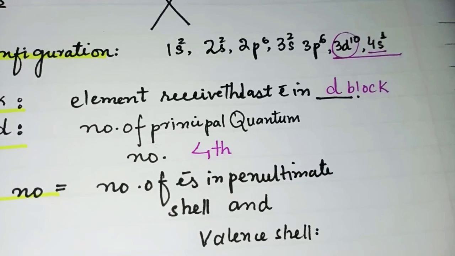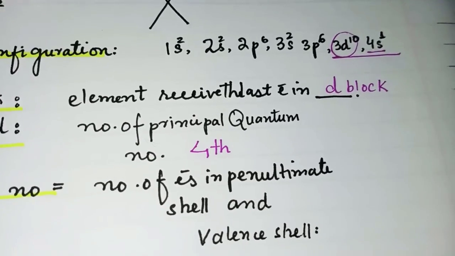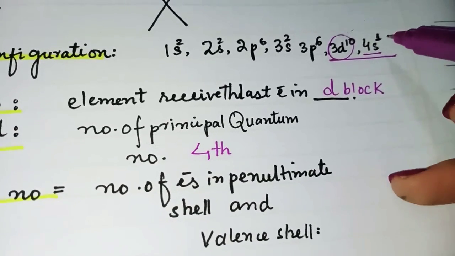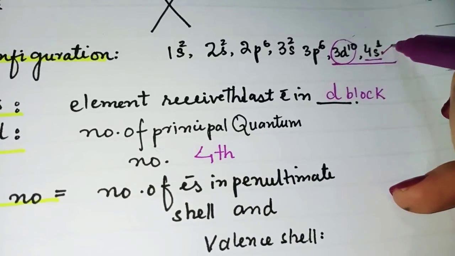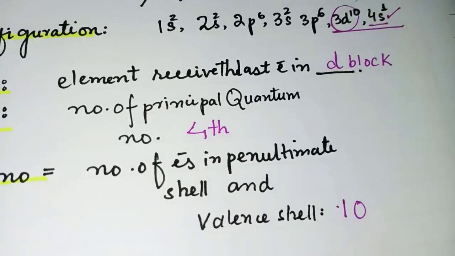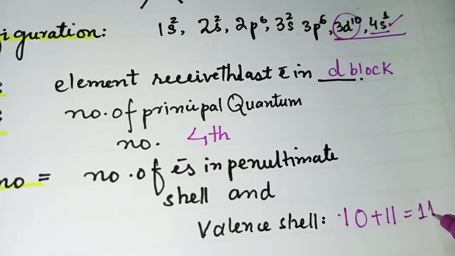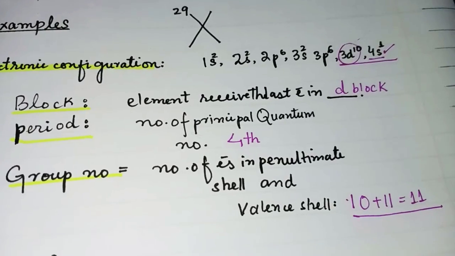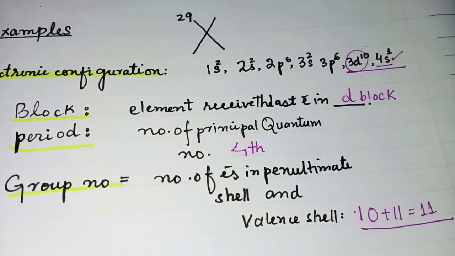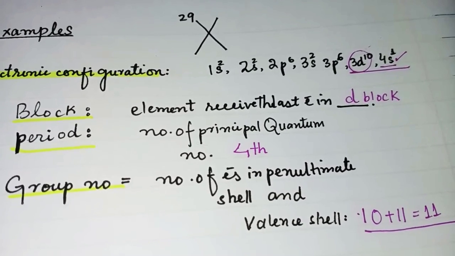And now for the group number, which is quite tricky, we have to add up the number of electrons in the penultimate shell and the number of electrons in the valence shell. So the number of electrons in the penultimate shell is 10, and the valence electrons are s1. So I can say 10 plus 1, it makes 11. So now I can say that this particular element belongs to d block, period number 4, and group number 11. You can actually just tally these from the periodic table as well.